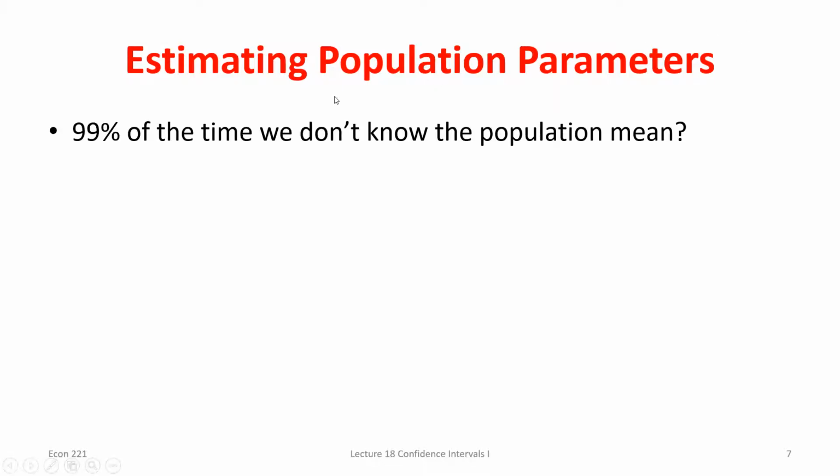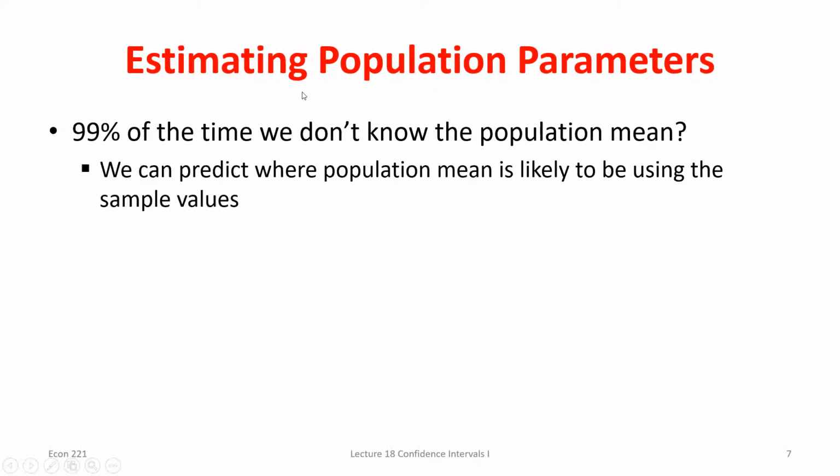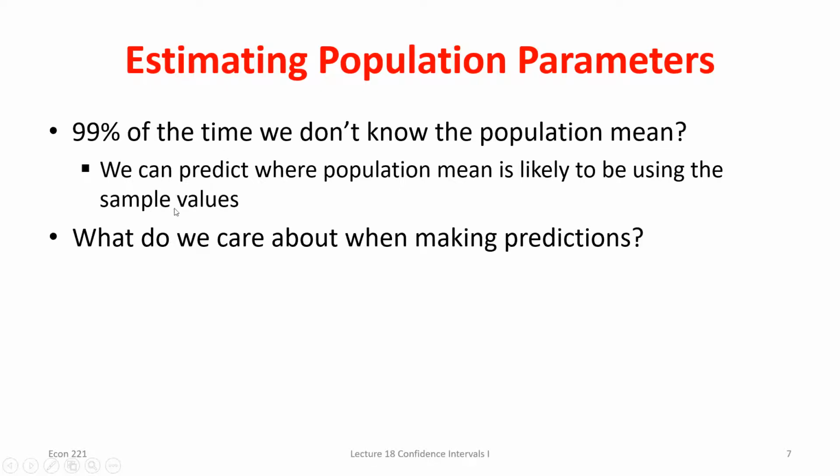So 99% of the time, we don't know the population mean. So we hope that our sample values are good predictors of it. Right? So what are the things that we care about when we're trying to make predictions? Well, first of all, we had a discussion. We want to make sure these are unbiased samples, right? Or unbiased predictors of where that true population mean is.